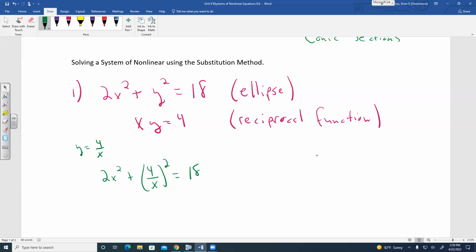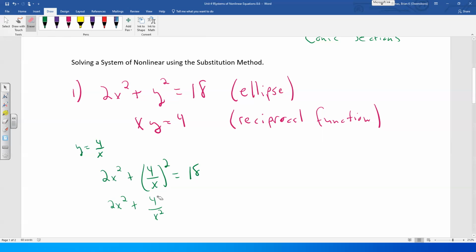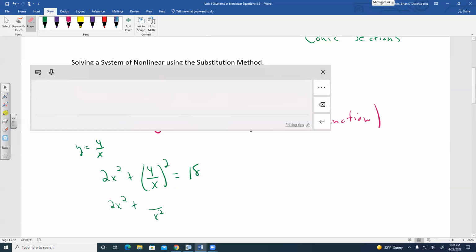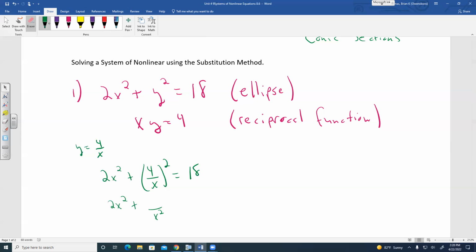What we can do now is simplify the left side by squaring the 4 over x. So this turns into 2x squared plus 4 squared over x squared. I'm sorry, 4 squared is not 4, is it? 4 squared is actually 16. Okay, so I have 16 here, and that's going to equal this 18.